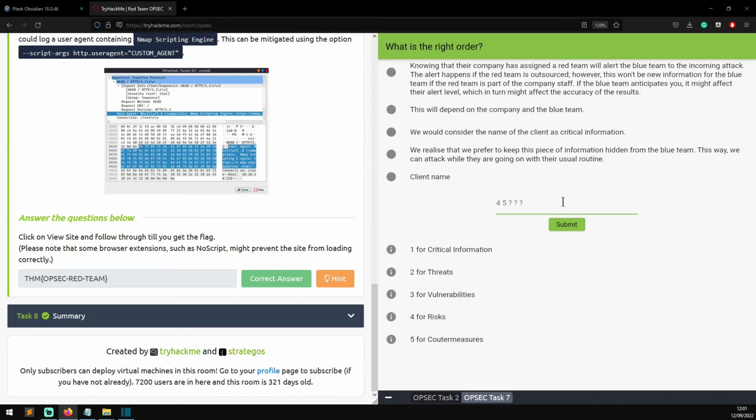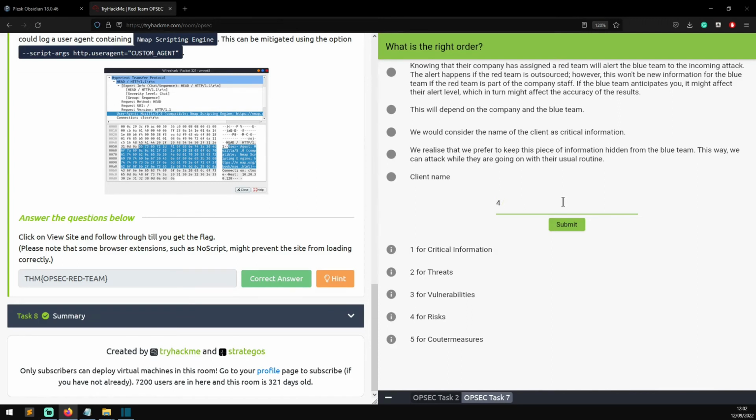Knowing that their company has assigned a red team will alert the blue team to the incoming attack. That sentence really doesn't make any sense to me. The alert happens if the red team is outsourced. However, this won't be new information for the blue team if the red team is part of the company staff. That makes sense. If the blue team anticipates you, it may affect their alert level, which in turn might affect the accuracy of the results. And they're saying that this is 4.